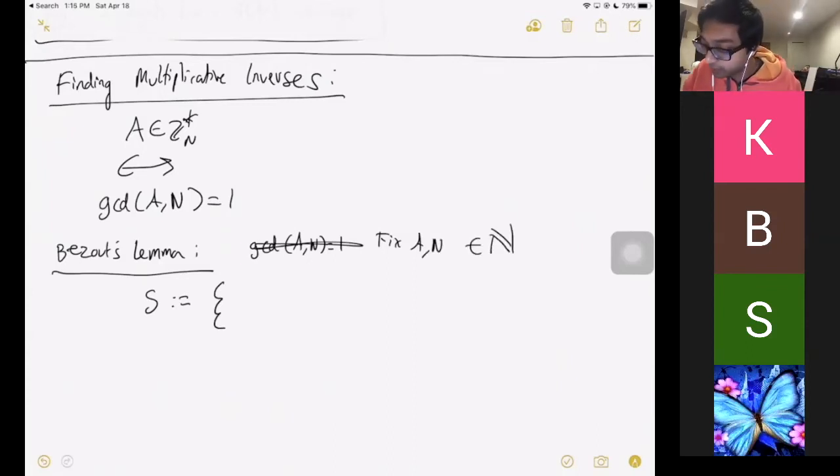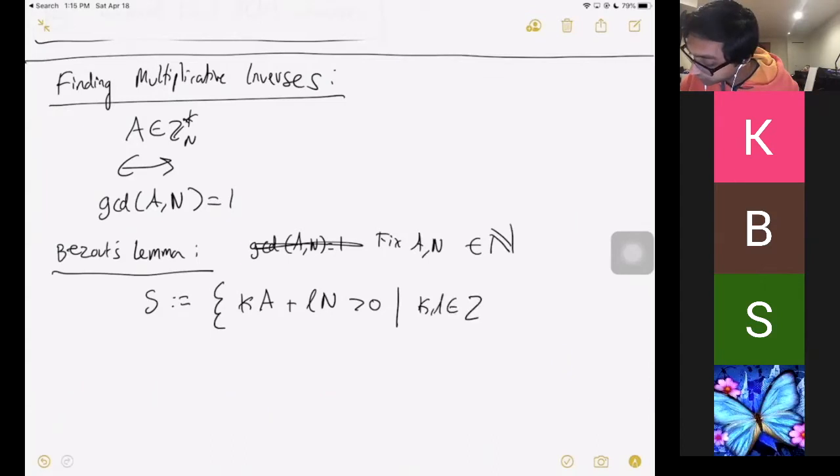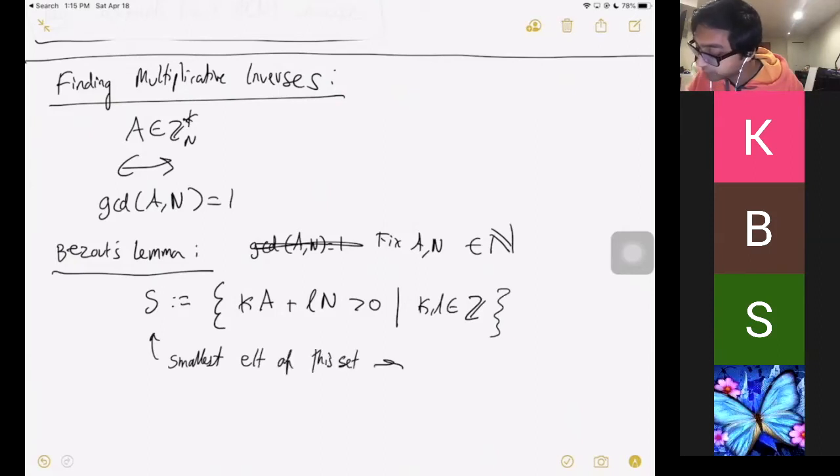Okay, now if I think of all linear combinations of a and n that are positive, where k and l are integers, so all linear combinations of a and n with integer coefficients that yield a positive result, right? If I think about the smallest element in this set, it gives me the GCD of a and n.